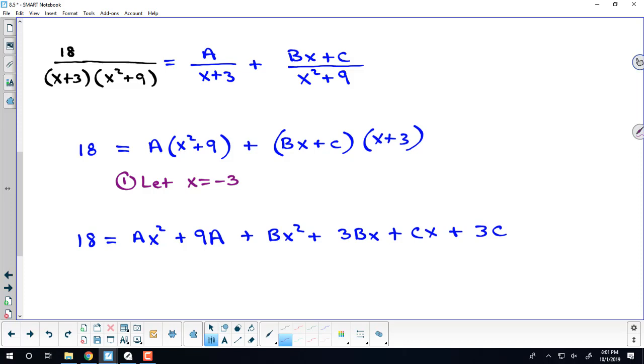There's nothing we can plug in to x squared plus 9 to get rid of. So if x is -3, we've got 18 equals -3 squared plus 9, so we have 9 plus 9 times A. Again, B and C are gone because it's multiplied by 0. So that tells us that A is 1. So that can for sure help or simplify the process.